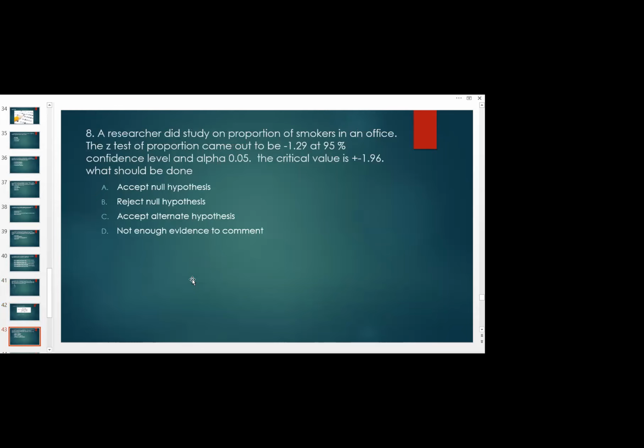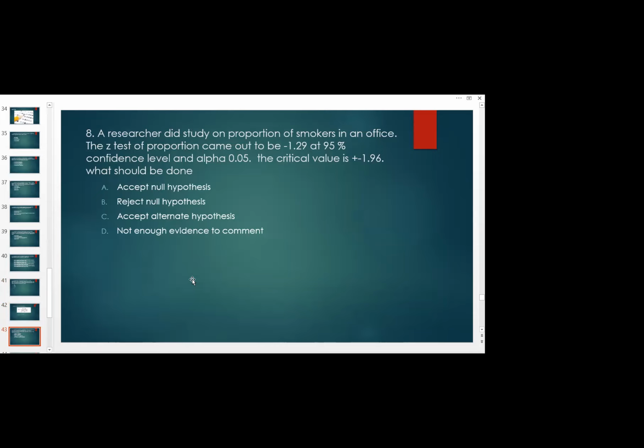A researcher did a study on proportion of smokers in an office. The Z test for proportion came out to be minus 1.29 at 95% confidence level and alpha 0.05. The critical value is plus minus 1.96. What should be done?